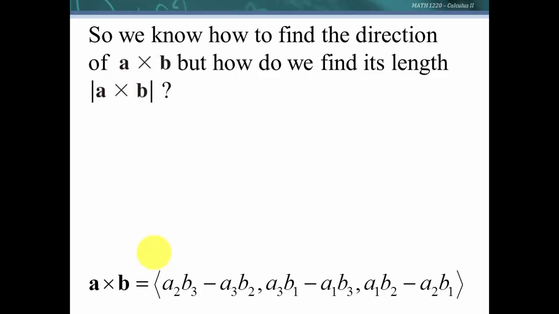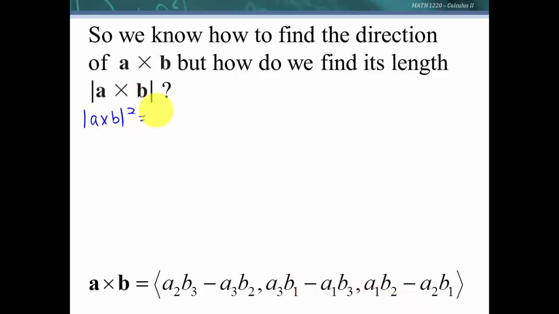So we know the direction of A cross B, but how do we find its length? So if we wanted to take this and compute the magnitude, let's go ahead and compute. We're going to actually compute this cross product's magnitude squared. So that is going to be taking the first component squared plus the second component squared plus the third.